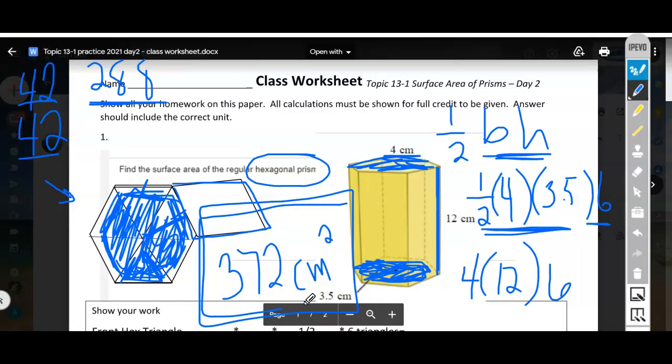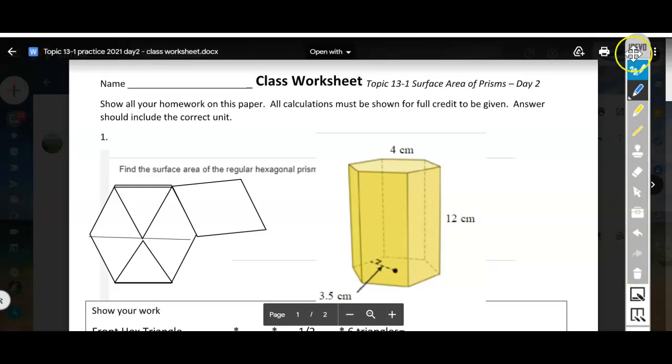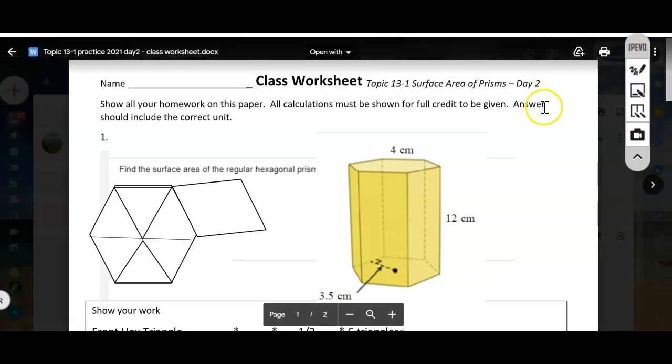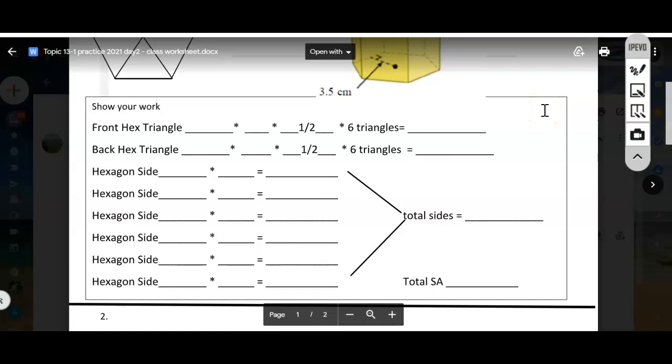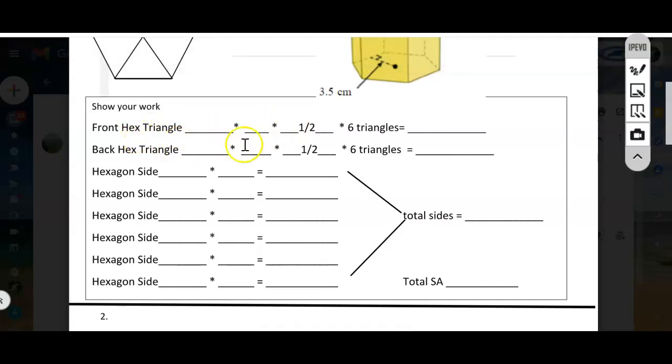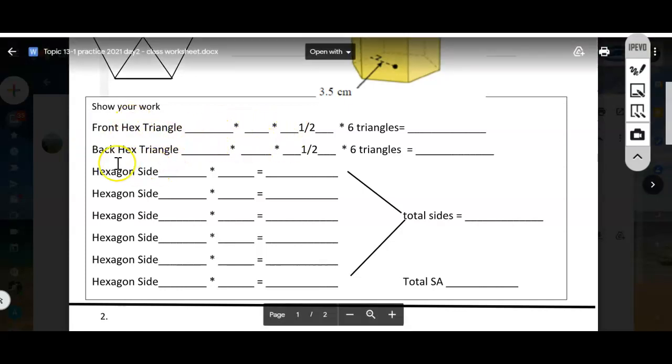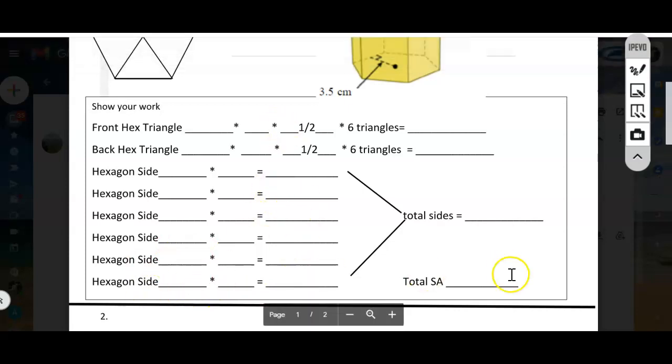And this is all the work you need to show me. It's not a whole lot of work. It's a lot more than what Mr. Klein is asking of the other classes. Look at what we're doing with the other classes. Okay, so it breaks down each hexagon, and then we got to do the same thing for each side, and then we put it all together.